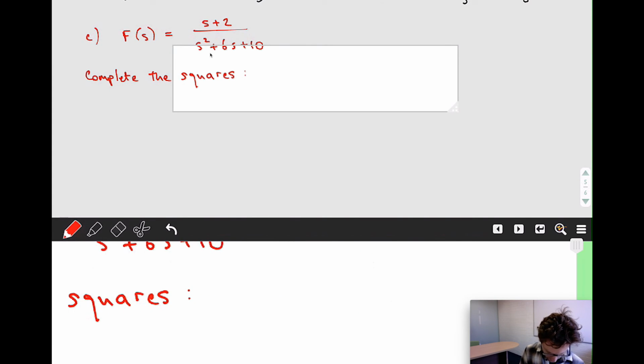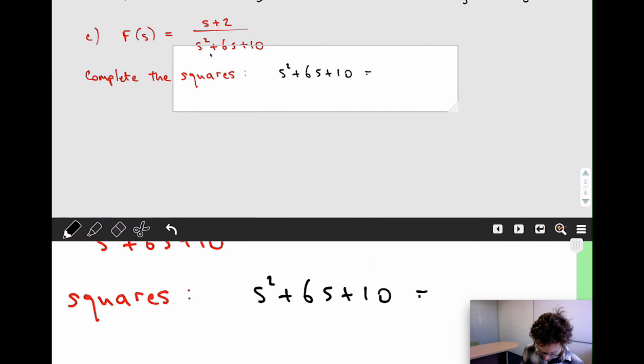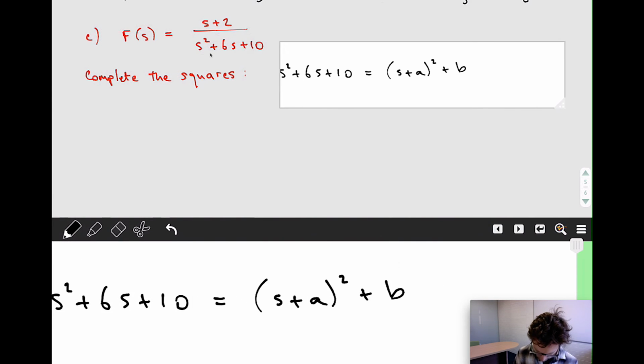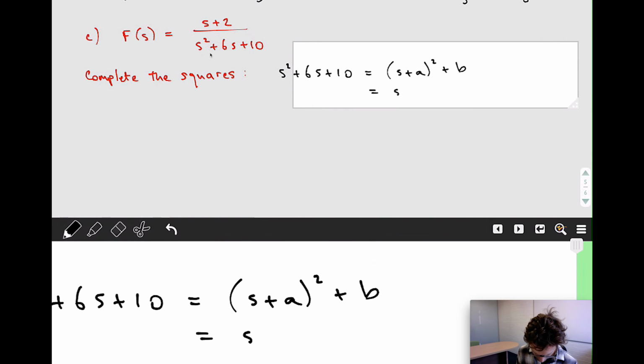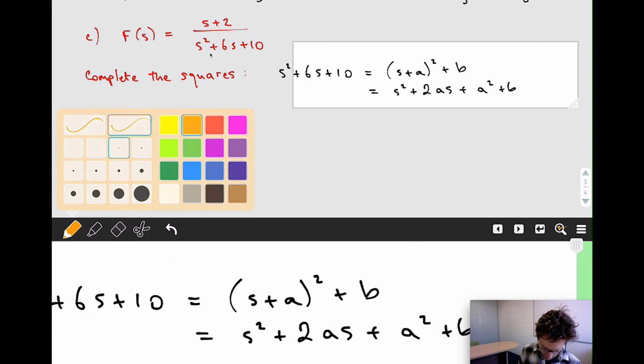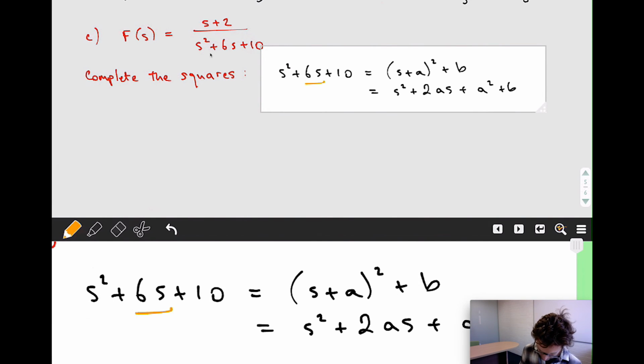So I'm going to do this as follows. I'm going to let s squared plus 6s plus 10 equal some s plus a squared plus b. If you multiply that out, you'll see that this becomes s squared plus 2as plus a squared plus b. So we can match the corresponding terms on left and right here. 6s has got to be equal to 2as, and 10 has got to be a squared plus b.